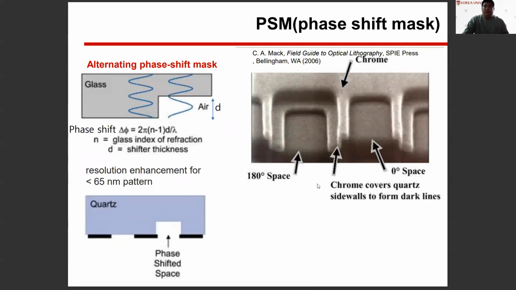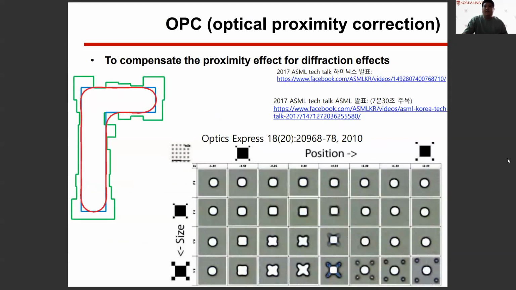This can be done by putting some material on one pattern or cutting through for half the phase pattern inside. This is called the phase shift mask.